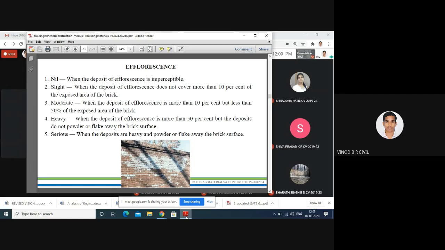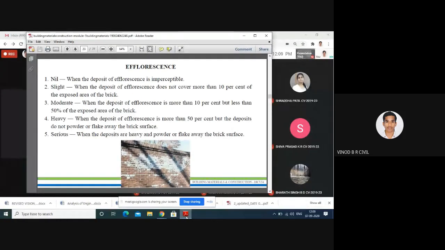More than 50% of the area is moderate, and more than 50% is heavy. In some places you can expect powder deposition and flaking away from the brick surface. That is called heavy. And next one is serious: when the deposits are heavy and powdered or flake away from the brick surface, we call it serious.